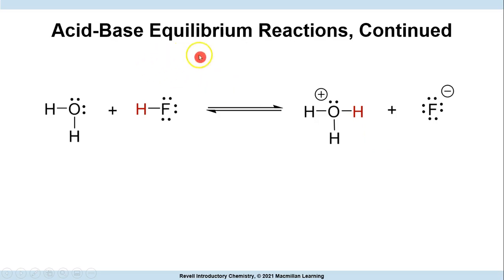Now let's look at the acid-base equilibrium reactions. So we are looking at them for weak acids. This equation that we see here, we can look at it in two ways. We can look at the equation from left to right: water reacting with hydrofluoric acid to give the hydronium ion and the fluoride. And the second way, we can look at it from right to left: the fluoride reacting with the hydronium ion to give hydrofluoric acid and water.